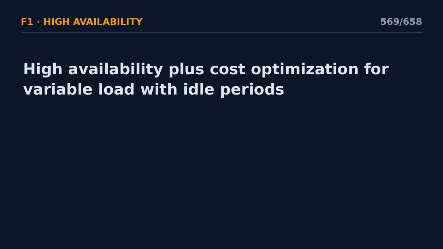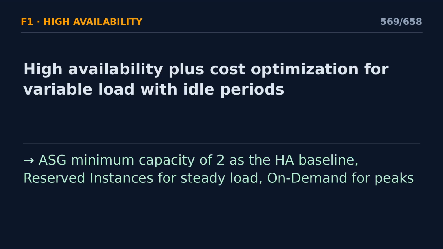High availability plus cost optimization for variable load with idle periods. Answer: auto-scaling group minimum capacity of 2 as the HA baseline. Reserve instances for steady load, on demand for peaks.